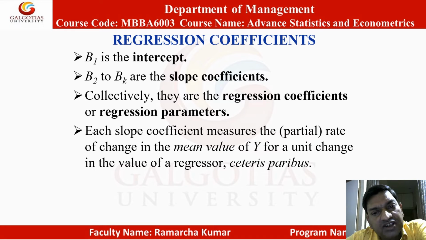Each slope coefficient measures the partial rate of change in the mean value of y for a unit change in the value of a regressor, ceteris paribus. Ceteris paribus means other things remaining the same or constant, they are not changing. So when you interpret each slope coefficient, you can say that this is the partial change in the mean value of y for a unit change in the value of the regressor.